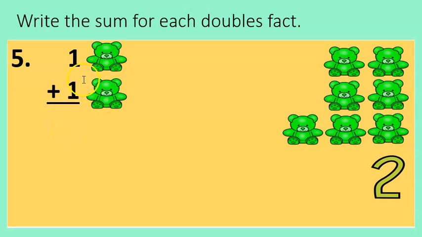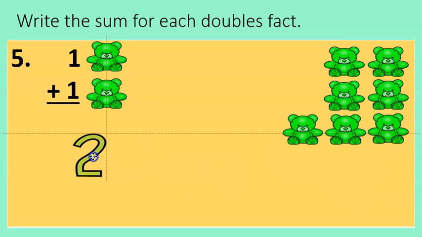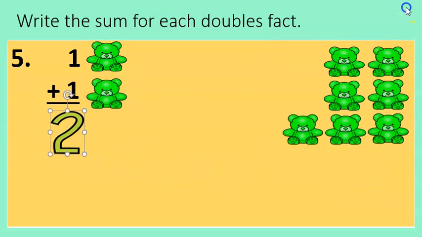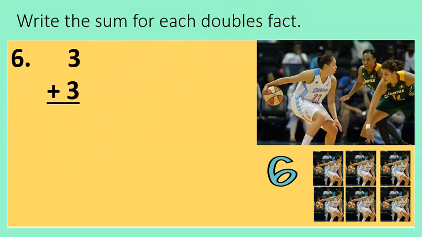You have 1 bear at the top and another bear at the bottom. Now all we do to get our answers, we count up the bears. Let's count. 1, 2. So our answer here, boys and girls, is going to be 2. So 1 plus 1 is going to equal 2. Okay? Remember, doubles fact. Now let's come here to another example. Here, boys and girls, we have another doubles fact. Okay? Two numbers are the same, 3 and 3, so it is a doubles fact.